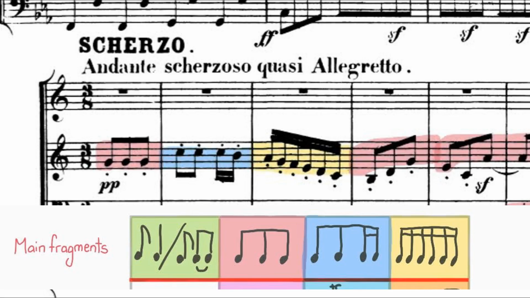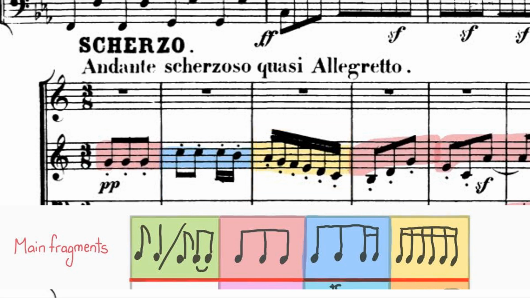He's also made use of this in the first 4 bars of the melody. The first bar is the red fragment, and then he speeds it up slightly by moving to the right, adding the blue fragment, and then finally the yellow fragment, which is the fastest fragment.